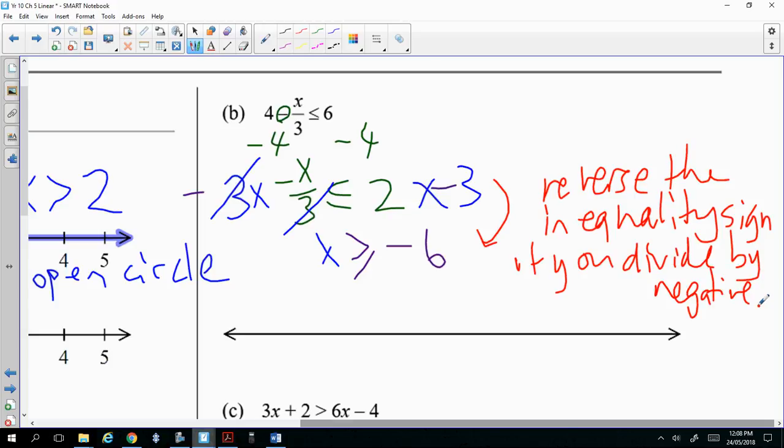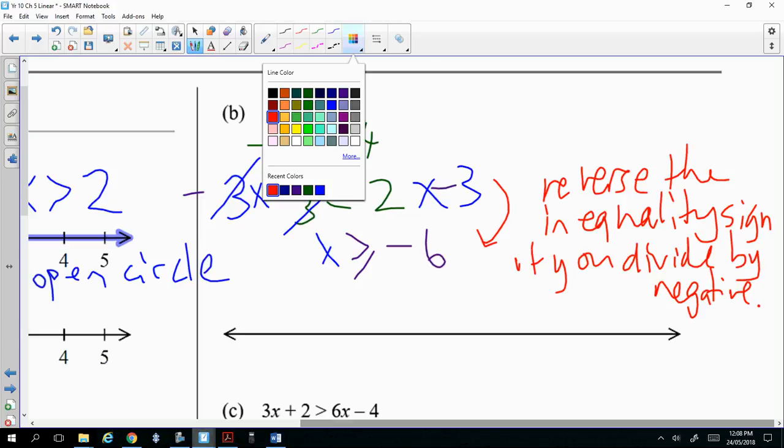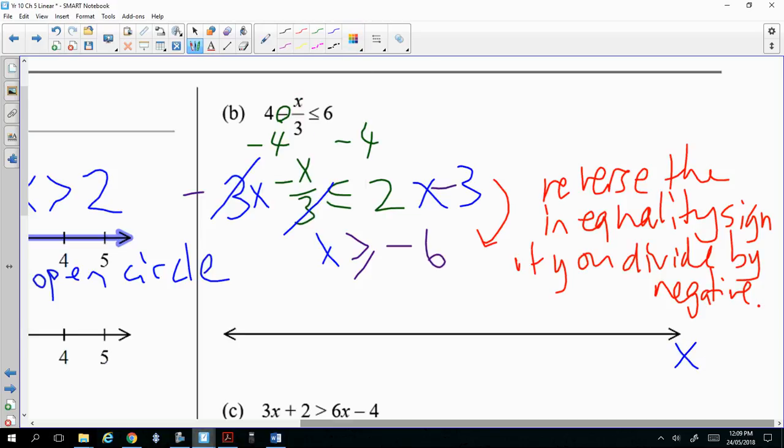Okay? So let's graph this. We've got the x-axis, put 0 in the middle, put -6 on the left of 0, and it's going to be greater than or equal to -6. So you color in the circle and go to the right. All the numbers on the right of -6 make this inequality true. Try the next one.